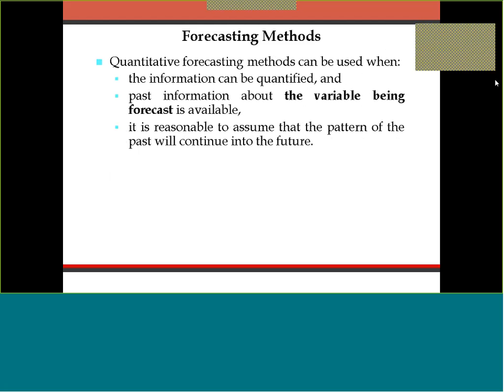So what are the quantitative methods which we are going to discuss, those details will let you know. Quantitative forecasting methods can be used in the following situations. The information can be quantified, meaning we should have quantified information, and past information about the variable being forecast is available, of course, and it is reasonable to assume that the pattern of the past will continue in the future. So under these three assumptions, generally we use quantitative forecasting methods.